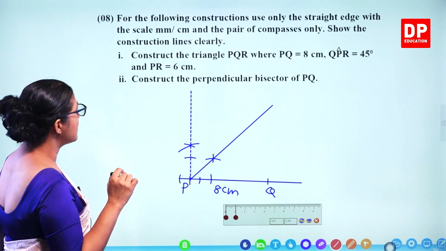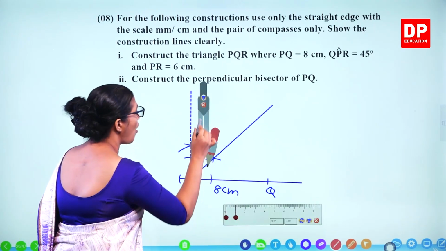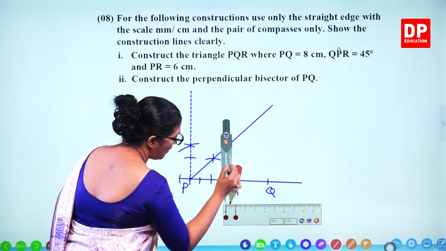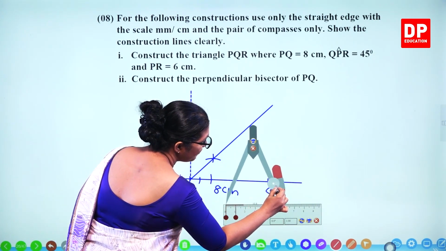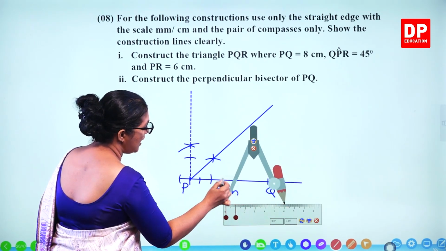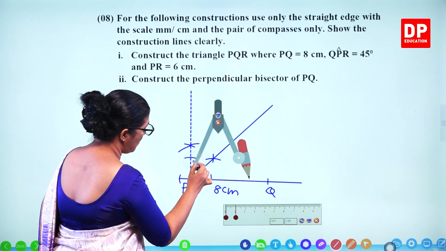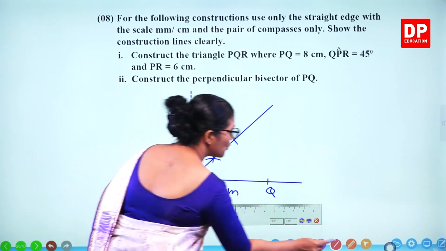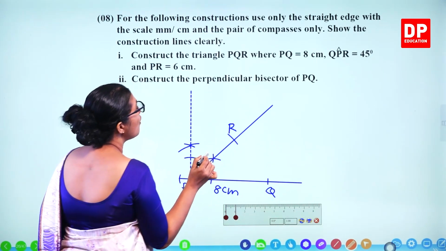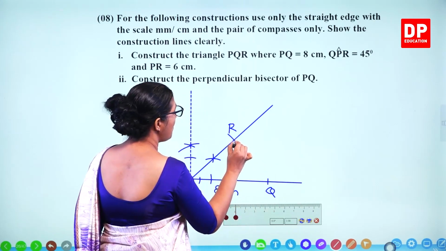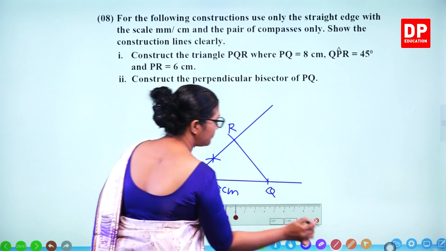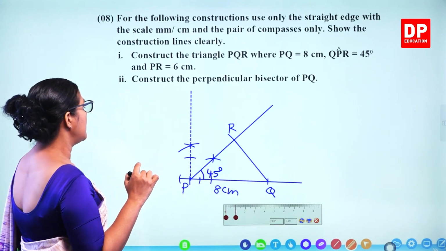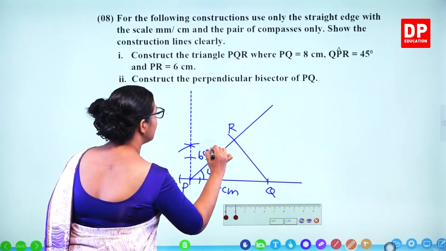PR is 6 centimeters. So we'll take the compass and measure 6 centimeter length and find out the R point. From P, that's 6 centimeters away from P. So this point is R. So you can mark this point R. Now you can complete PQR triangle. So this is 45 and this is 6 centimeters.